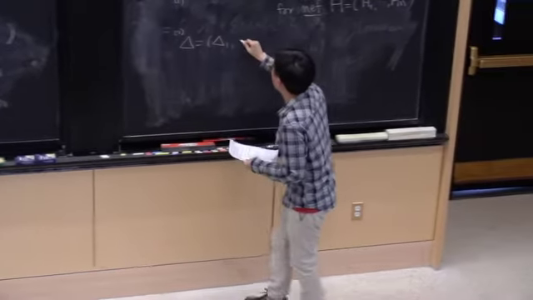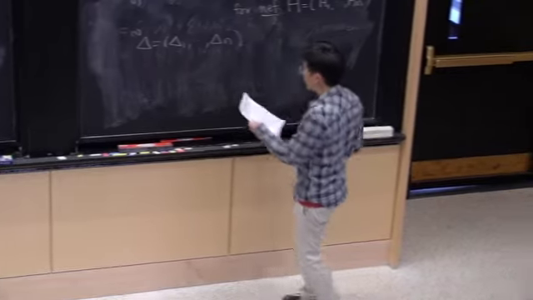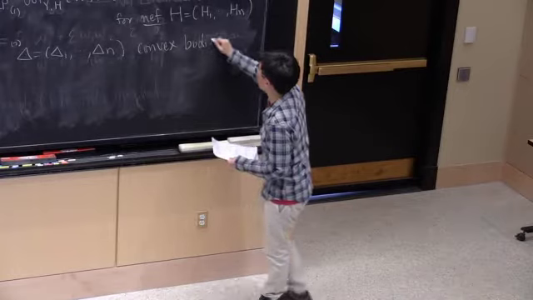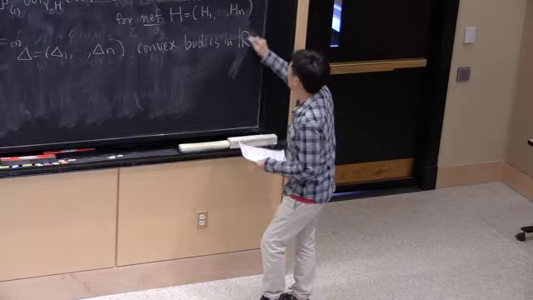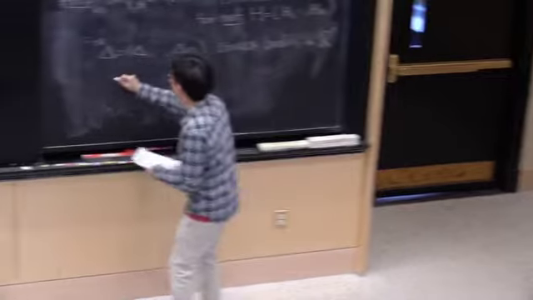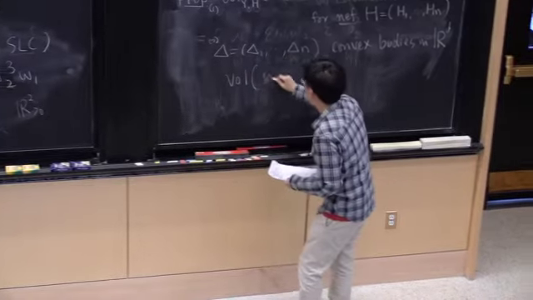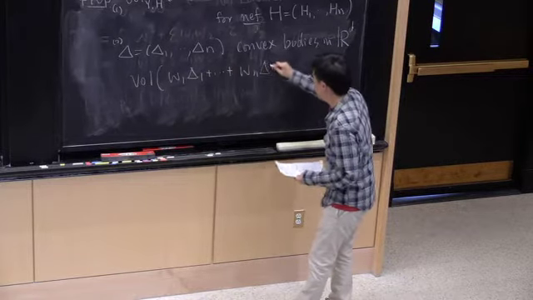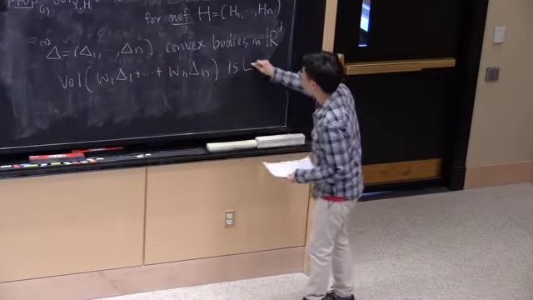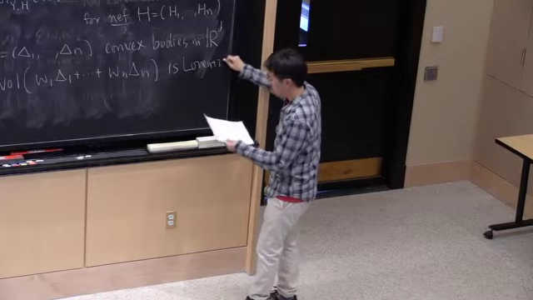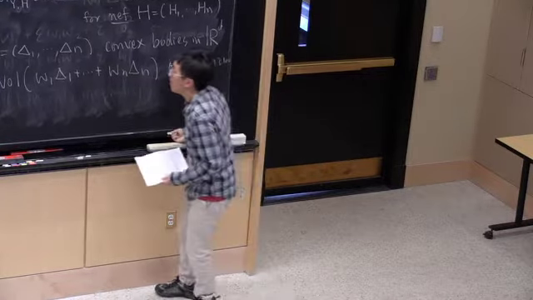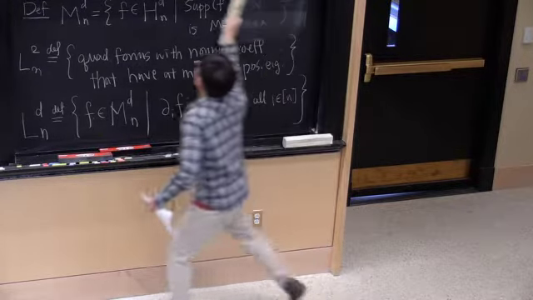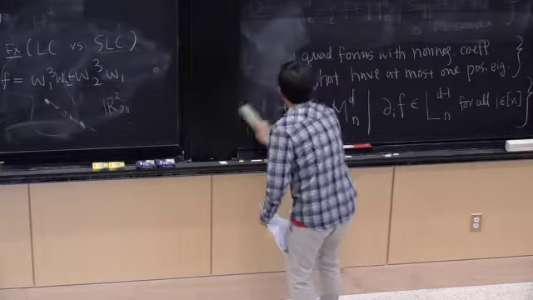And for a list of convex bodies, Δ1 to Δn, say in d-space, there are n of them, the volume polynomial measuring the volume of the Minkowski sum is Lorentzian. And so on.